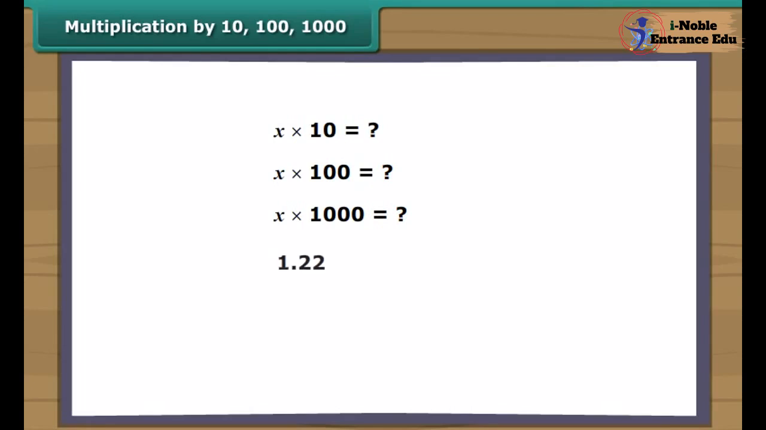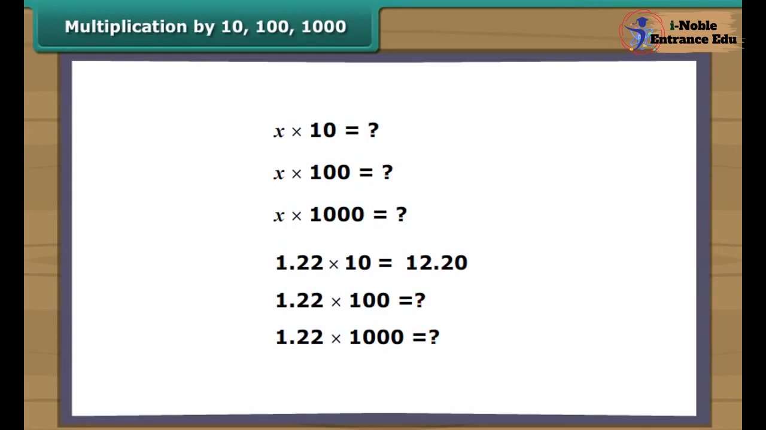When we multiply 1.22 by 10, we get 12.20. What do we get when 1.22 is multiplied by 100 and 1000? We get 122 and 1220 respectively.